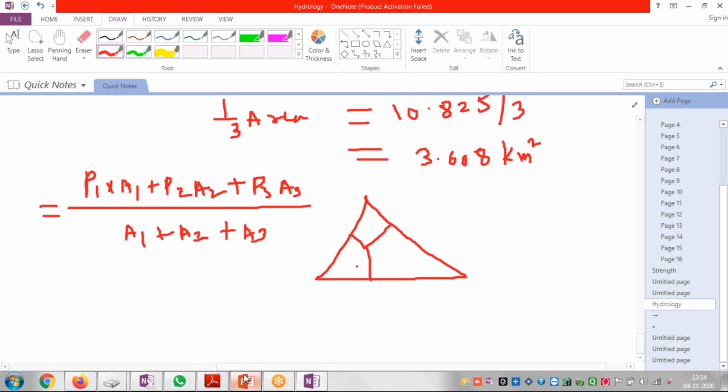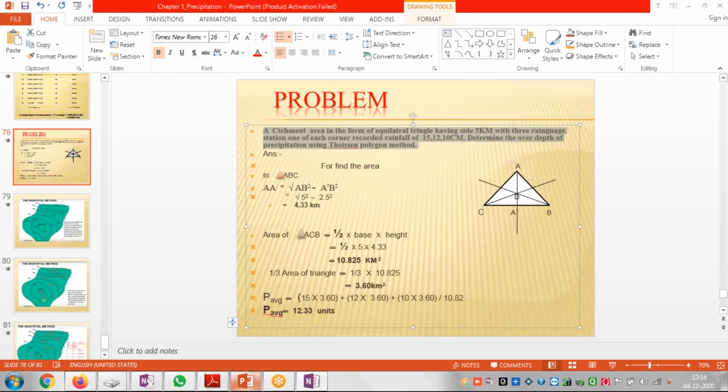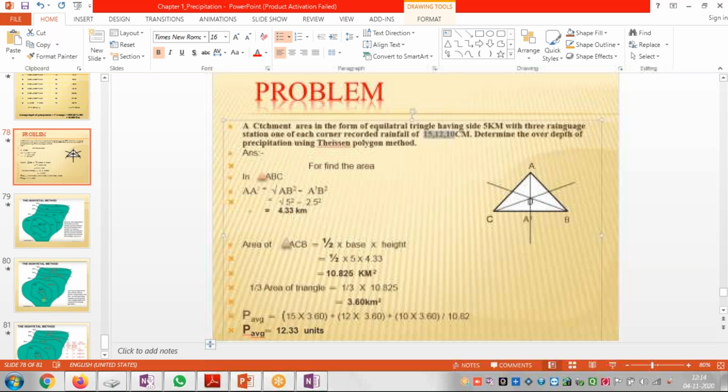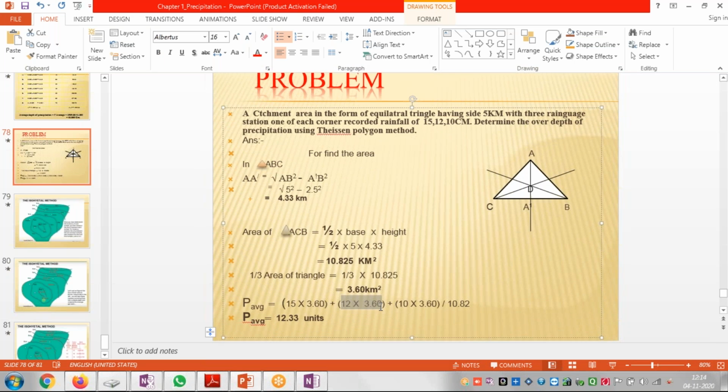Because see here, we have already found out this is 10.8, and one third is 3.60. Now the rainfall values are 15, 12 and 10 centimeters, right? So this 15 is multiplied by the area, then 12 multiplied by the area, and they are all summed. Then this is divided by the total area, 10.825. So we will get the P average.